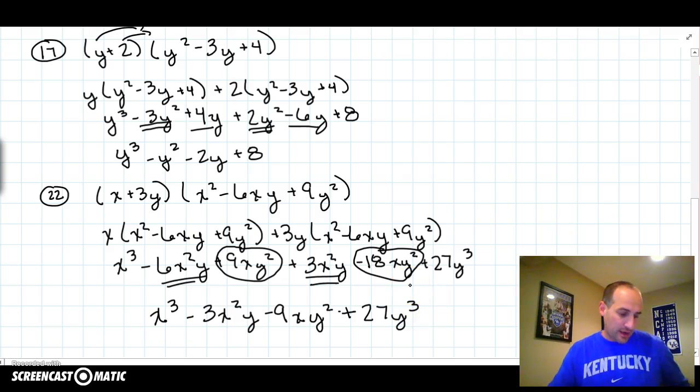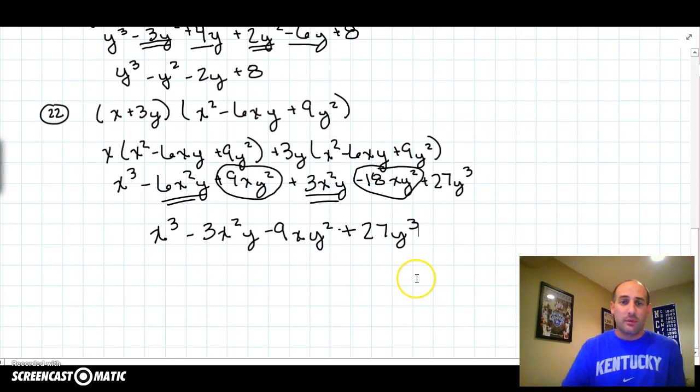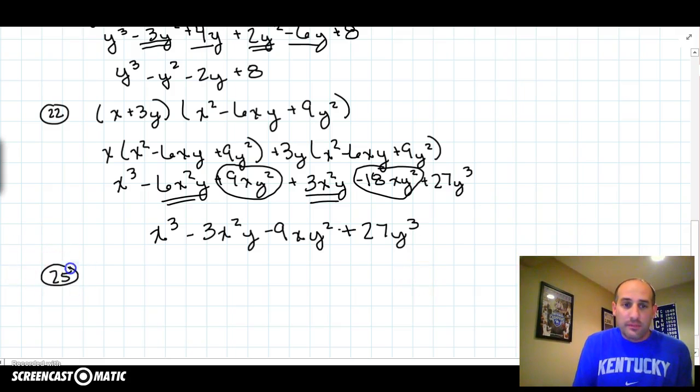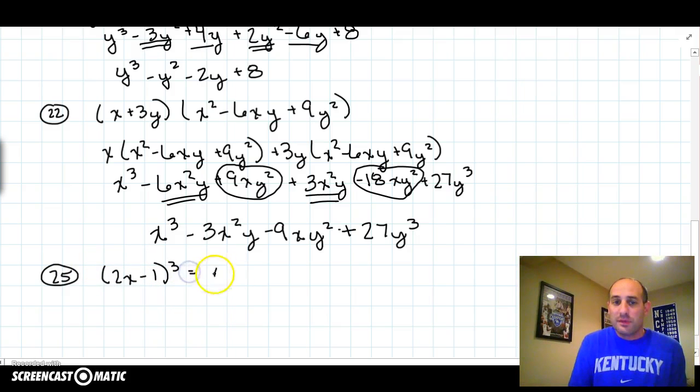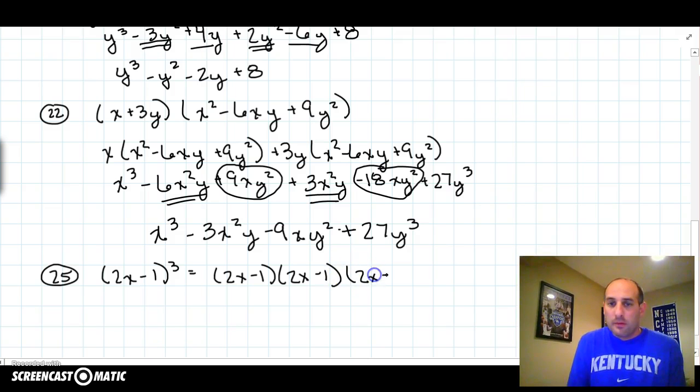Okay, I am not going to have time to finish number 25, but what I wanted to show you guys is the way to start that one. Because it's cubed, you're actually going to have 3 things. 2x minus 1 times itself needs to be written out like this. And what I'll tell you is it's a lot like the last 2 problems we just did, and what I would do if I were you guys. My first step, and this is where I'll leave you with this one. 2x minus 1, leave that first one alone.